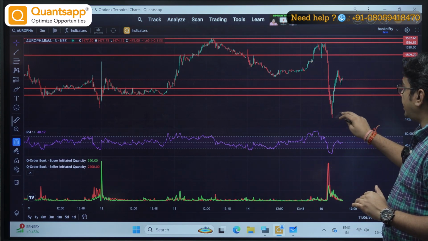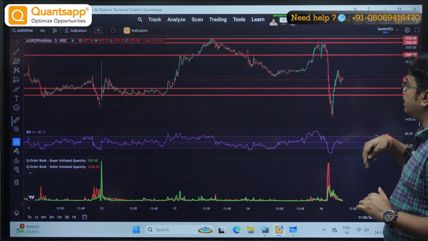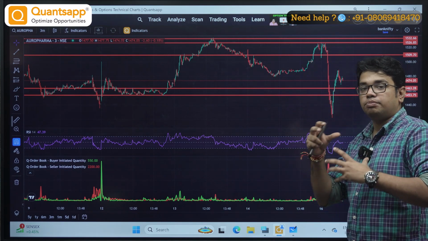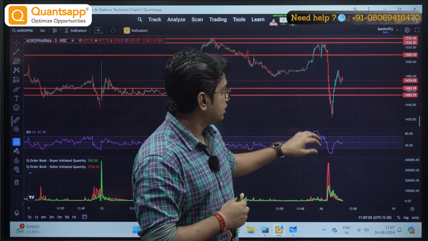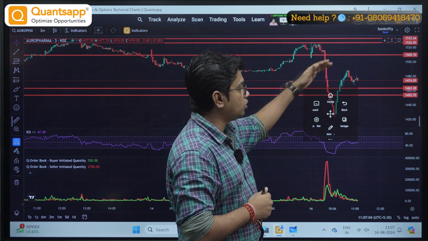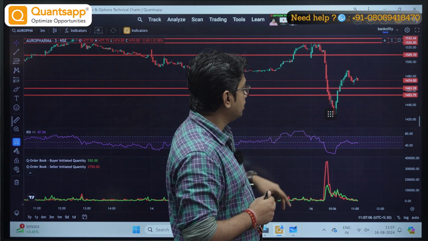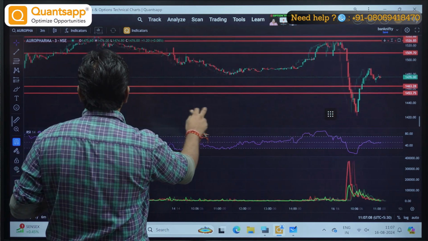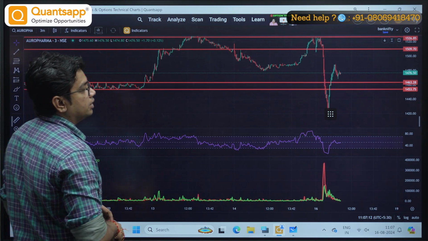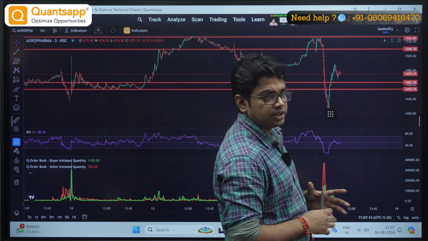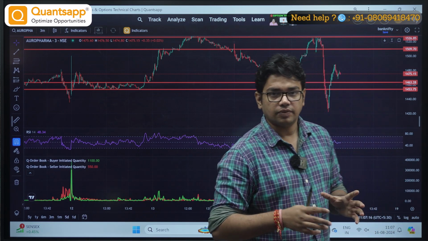So you can see when the candle was retracing back from over here, there was a long build up. Okay, long build up in that case. When it was retracing back from over here, there was a long build up also. So long build up, and you can see the support level is also over here, around 1430, 1440.